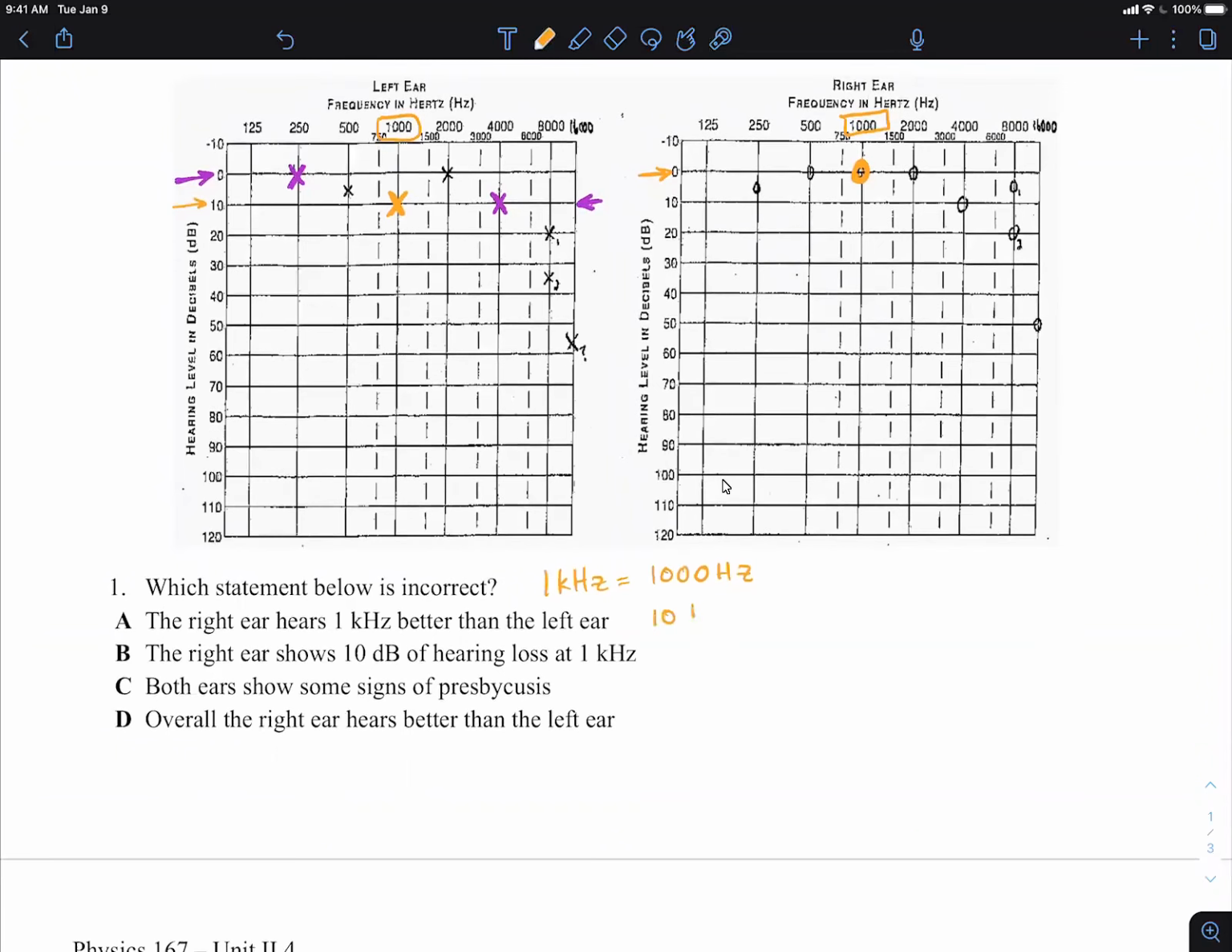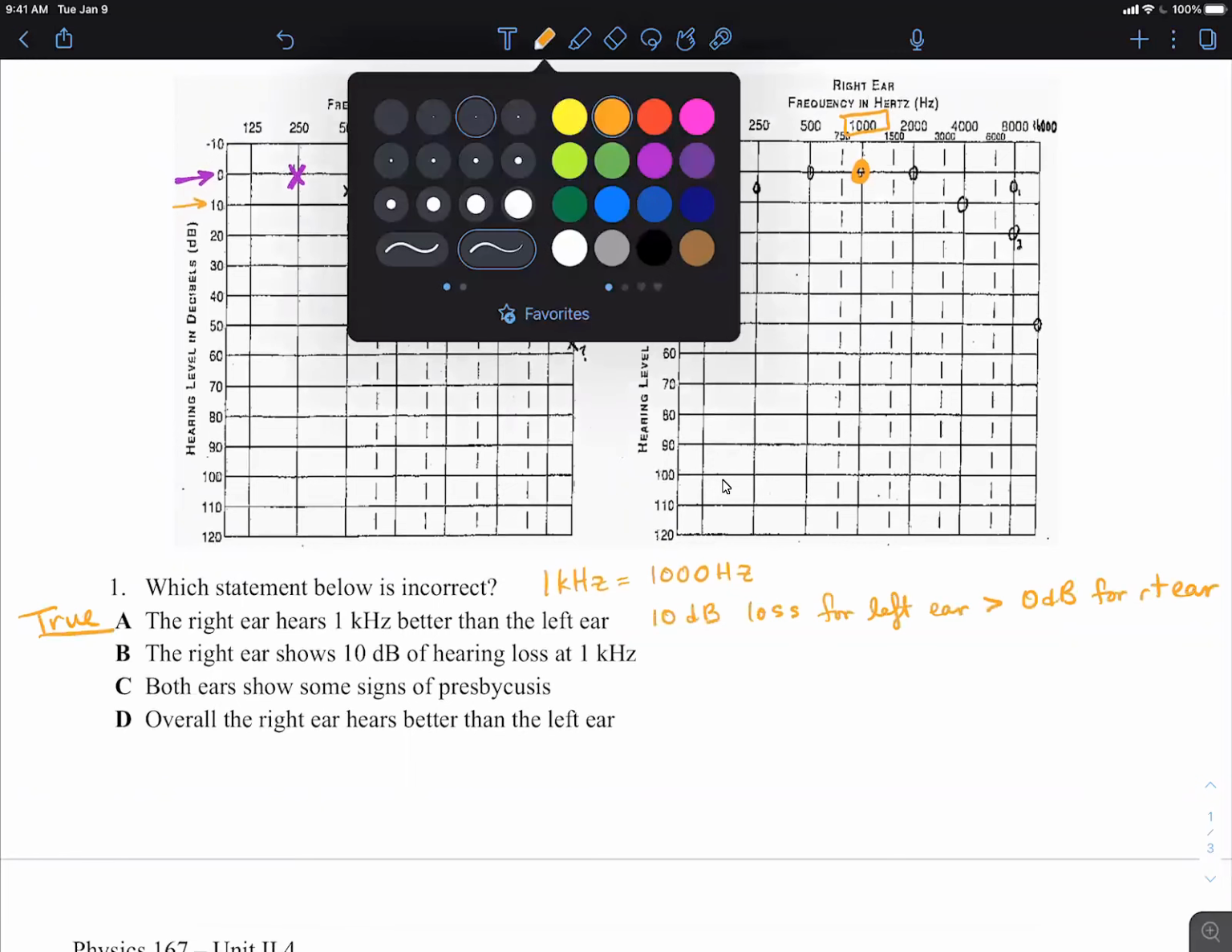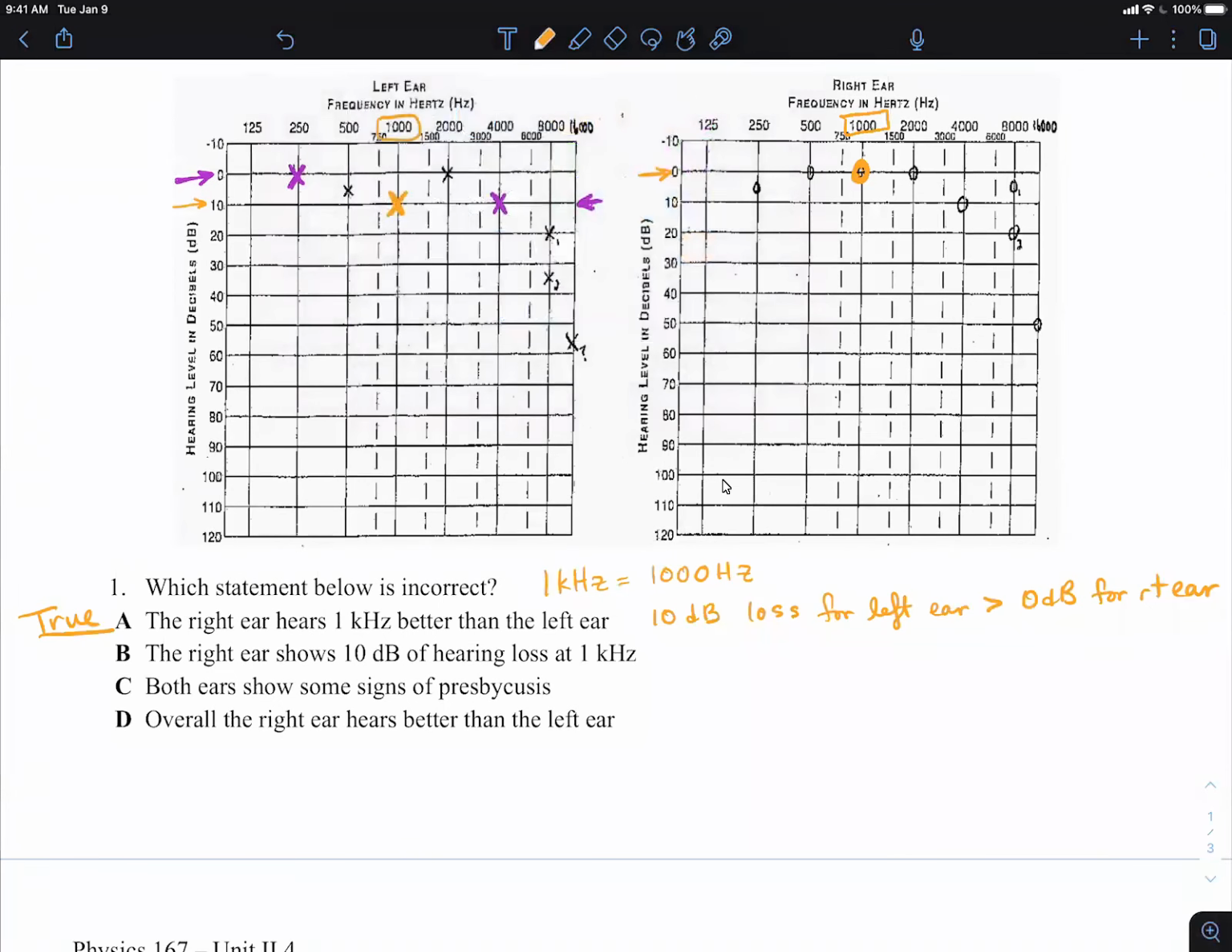Okay, so 10 dB loss for left ear is more loss than 0 dB for right ear. Okay, so that means the right ear hears better, so A is a true statement. Okay, B is that same frequency, and it basically says the right ear shows 10 dB of loss at 1 kilohertz, but we just decided that it was 0 dB, so that statement is false.